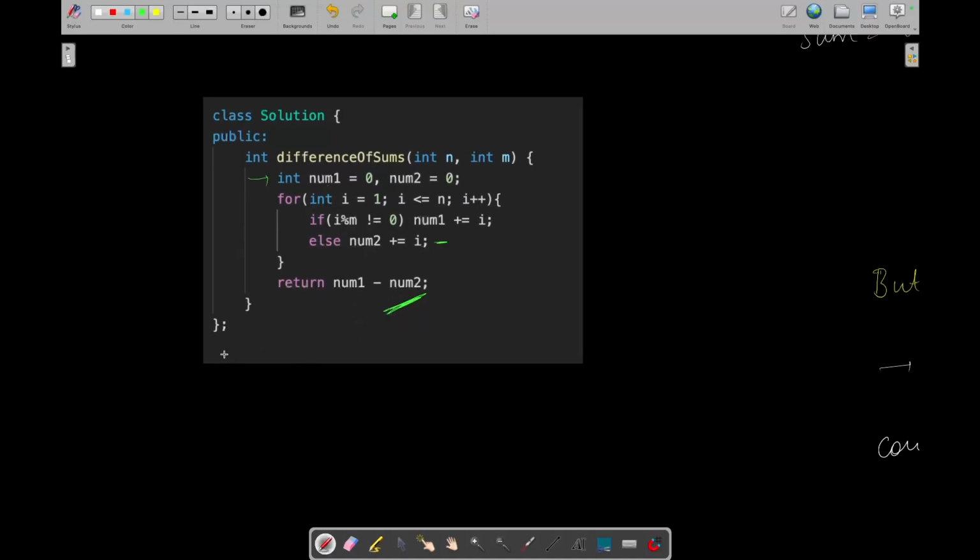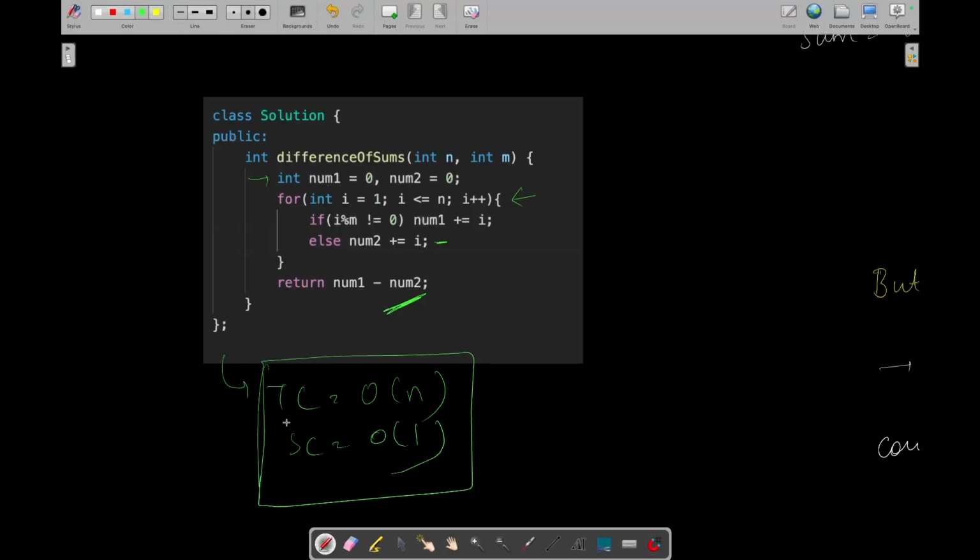Okay. So what will be the time complexity of this approach? It will be big O of n. As you can see, we are doing this one iteration. And as we have not used any extra space, its space complexity will be big O of 1.